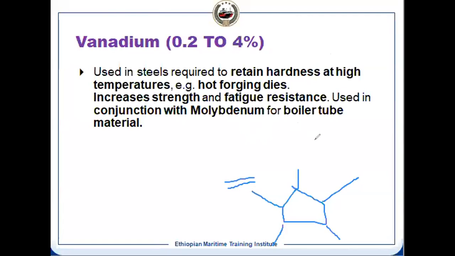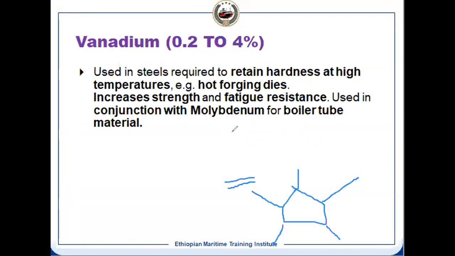Vanadium, we know it is an impurity, but it is also used as an alloying element. What is the advantage of it? We do use 0.2 to 4%. Once we use this, as we know, vanadium is a very hard material. It makes a very hard deposit.